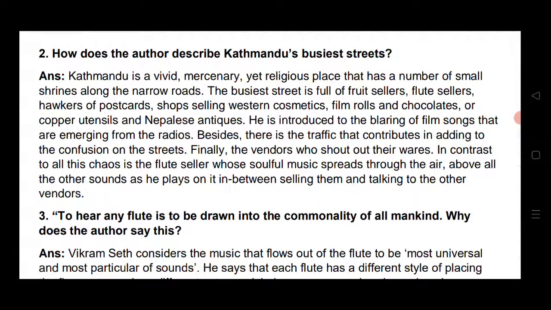How does the author describe Kathmandu's busiest streets? Kathmandu is a vivid, mercenary yet religious place that has a number of small shrines along the narrow roads. The busiest street is full of flute sellers, hawkers of postcards, shops selling Western cosmetics, film rolls and chocolates, or copper utensils and Nepalese antiques. He is introduced to the blaring of film songs that are emerging from the radios. Besides, there is the traffic that contributes in adding to the confusion on the streets. Finally, the vendors who shout out their wares.